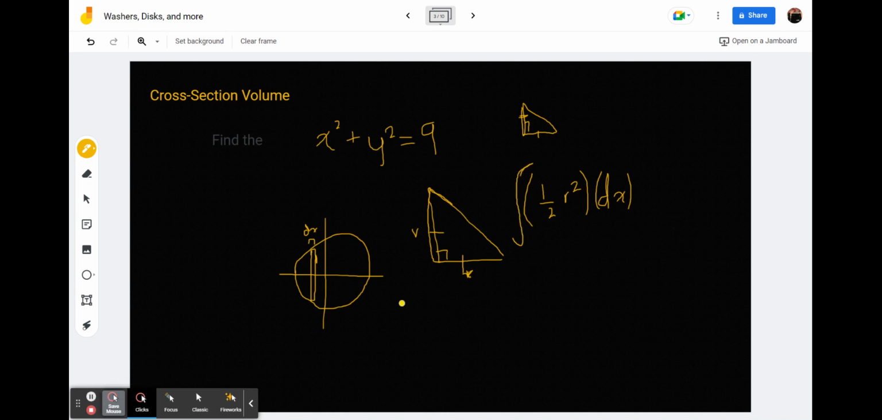And of course, we want to bound our integral. So the circle is from -3 to 3. So our integral is going to be from -3 to 3. Now the question is, what is r? Meaning, what is this cross section? Well, for that, we're going to have to do a little bit of geometry to figure it out. So what is the cross section that we're trying to find?